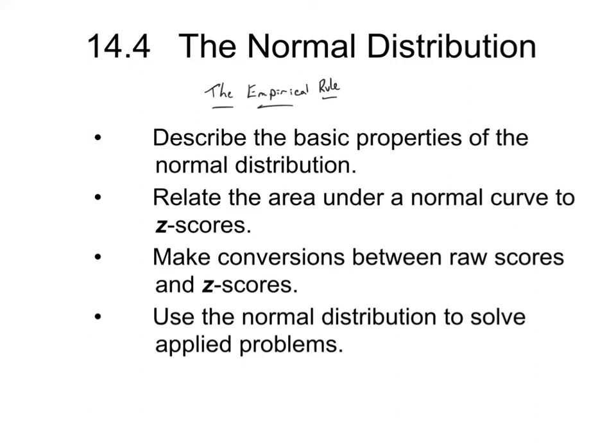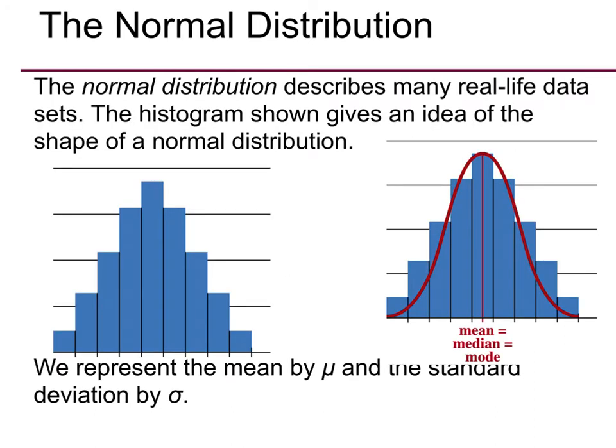Hi everyone. In this video we are going to cover the first part of section 14.4, titled the normal distribution. These bullets tell us what we're going to do throughout all of section 14.4, but in the first of three videos, we're just going to deal with something called the empirical rule, describing the basic properties of the normal distribution, and also interpreting things in terms of area and percentages a little bit. And first, of course, what is the normal distribution?